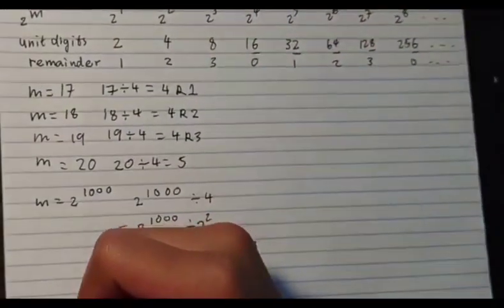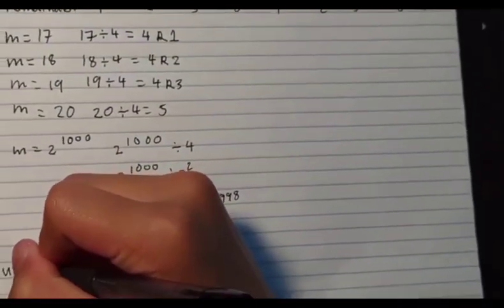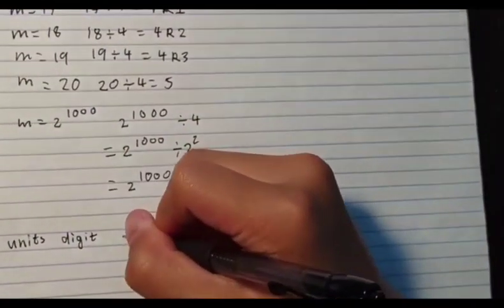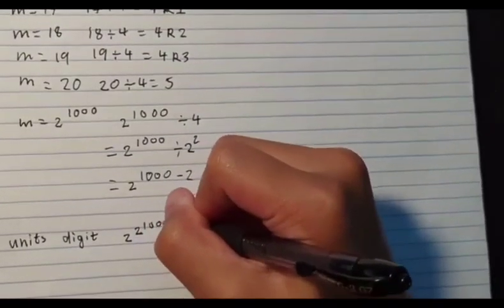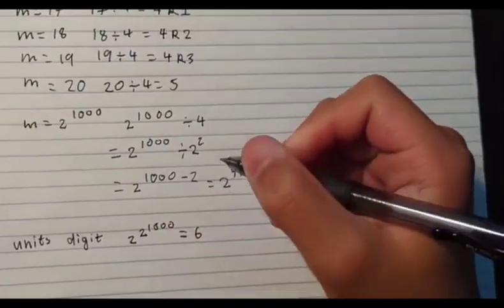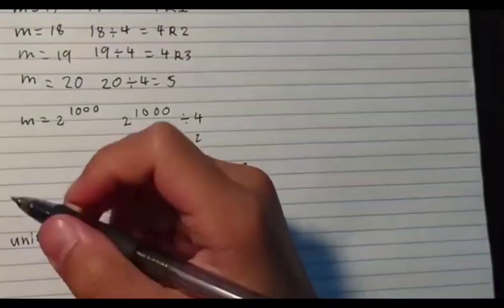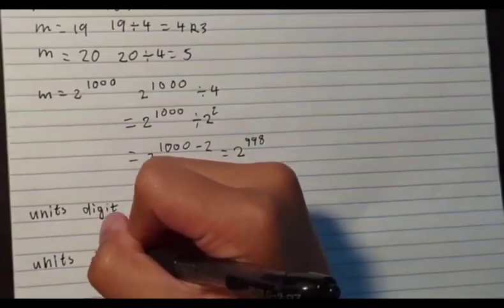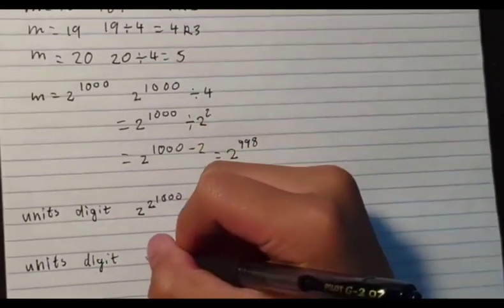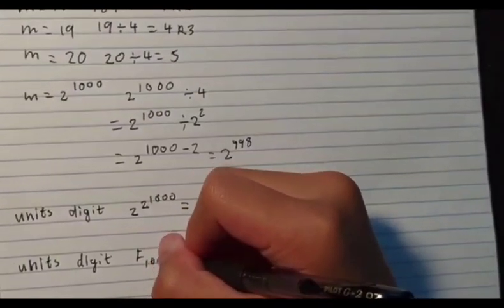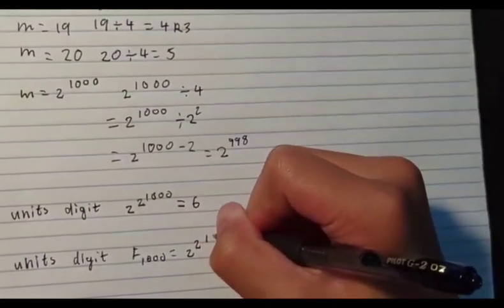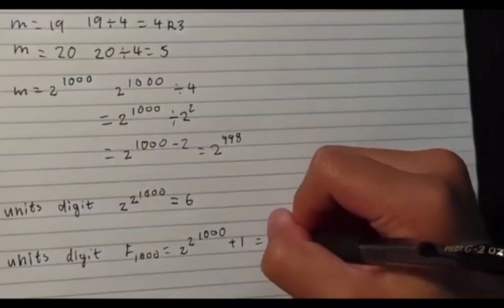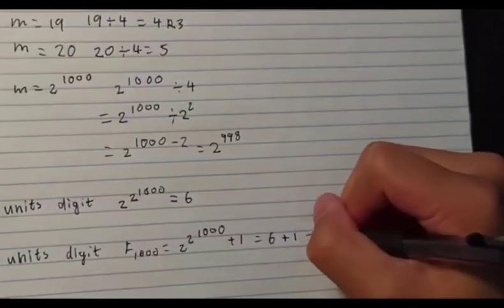So now we know that the unit digit of 2 to the power of 2 to the power of 1,000 equals 6. Now, solving the problem, the unit digit of f of 1,000, 2 to the power of 2 to the power of 1,000 plus 1, is equal to 6 plus 1, which is equal to 7.